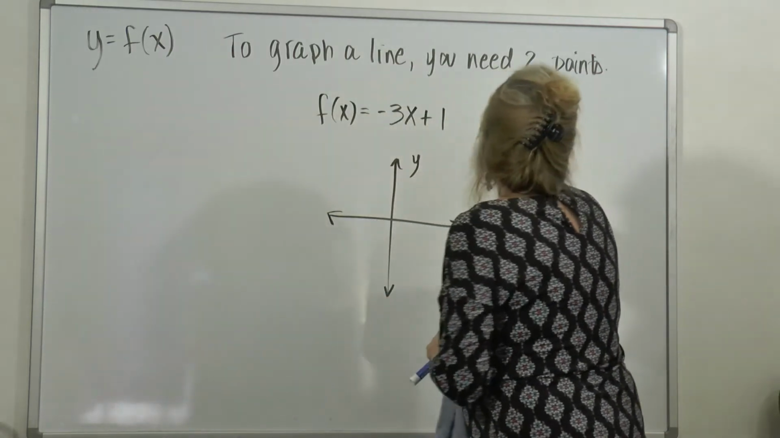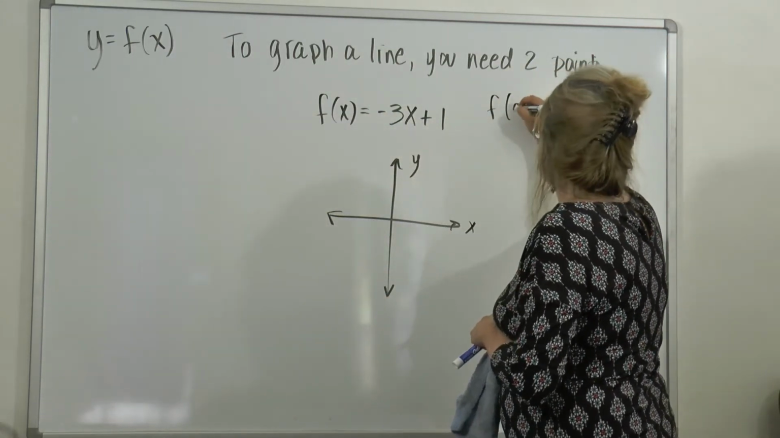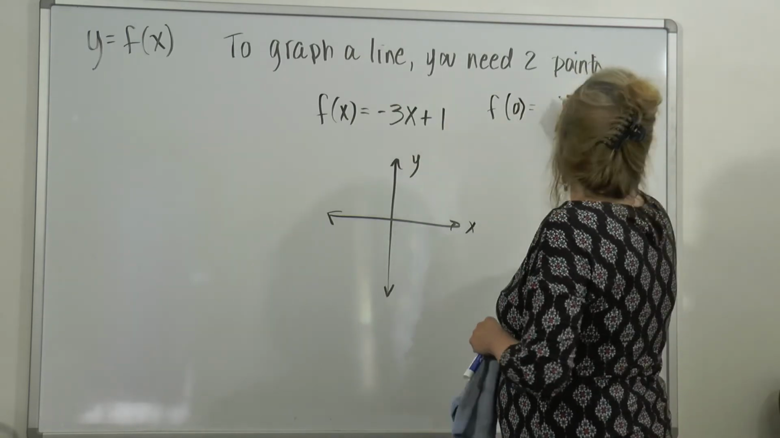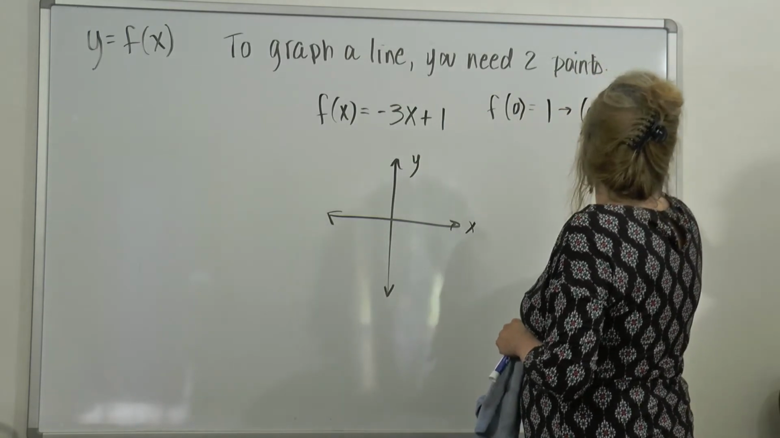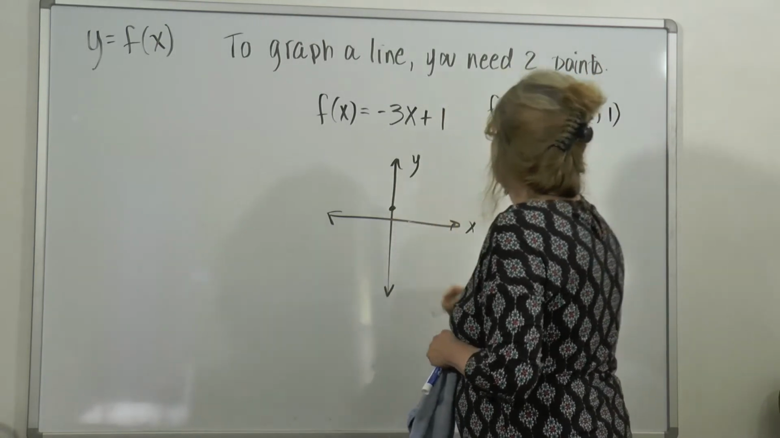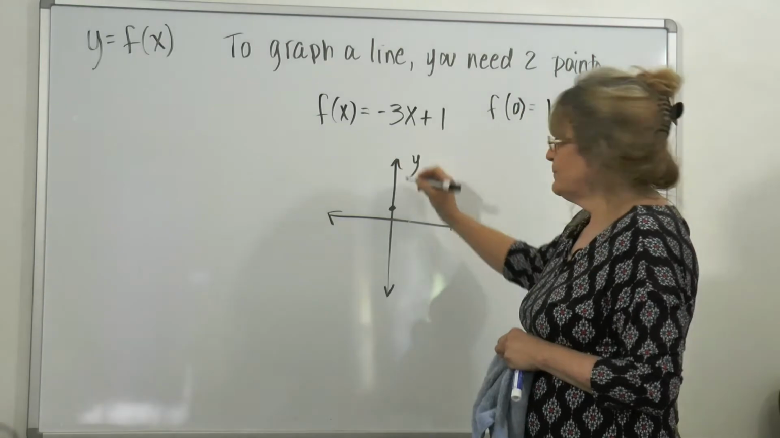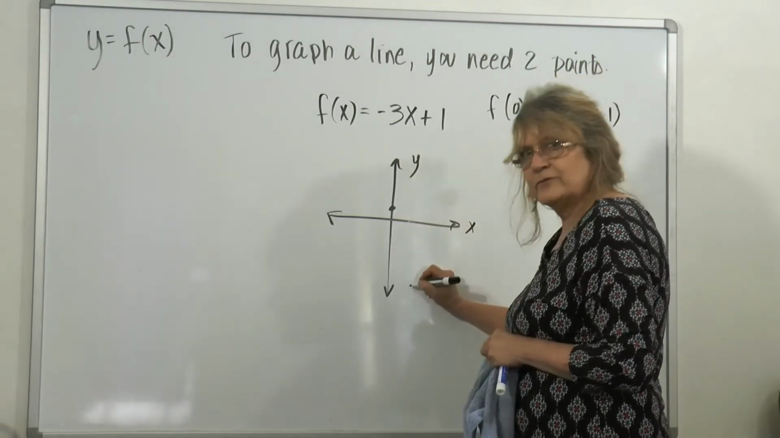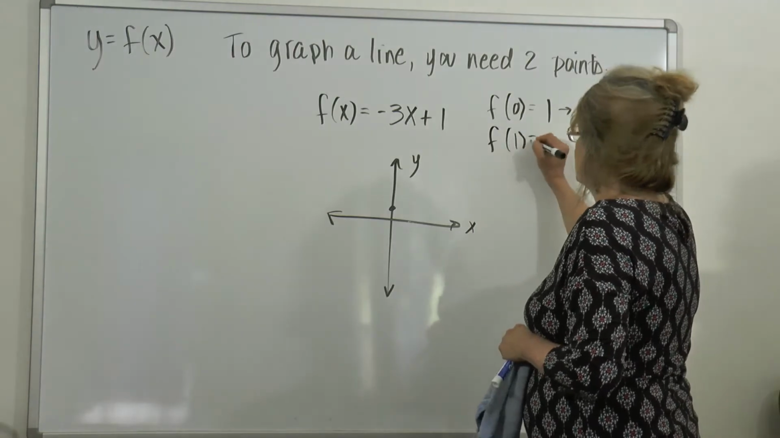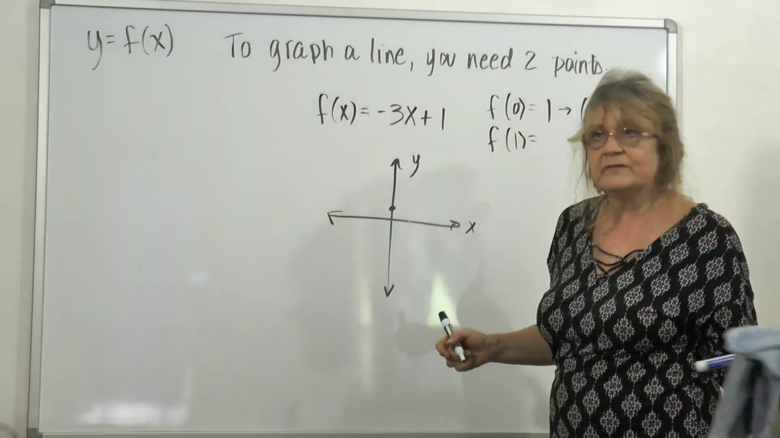Okay, so let's just do the 2 points, okay? Just stick a 0 in there. It's going to be +1, okay? So that means 0, 1 is a point on my line. So 0, 1. If I were using the slope, it'd be down 3 over 1, down 3 over 1. But I'm just going to do f of 1. 0, 1, the easiest numbers ever, right?